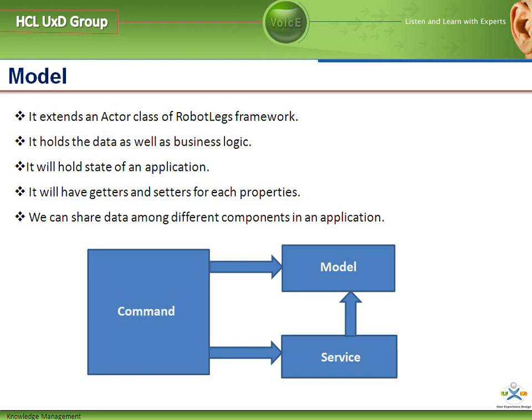Because to provide security to a property of a RobotLegs framework, we can share the data which is stored in the model among different components in an application. If you observe the diagram, from the command we can directly call either the model or a service. A service can call a model. This is the flow between command, model and service.